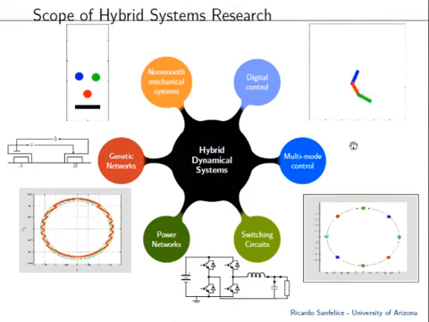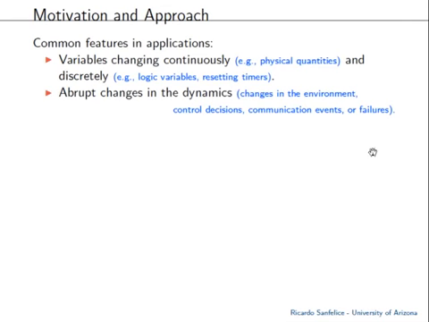I will be talking about some of the theory, but I wanted to just say that if you look at these types of applications, and probably some of the applications that we've been discussing through this conference, they have commonalities. They have variables that change continuously and variables that change discretely. Continuously changing variables are typically related to physical quantities, while discrete variables are typically related to logic variables or timers that get reset, perhaps after some events. These systems have abrupt changes in the dynamics because of these events, perhaps failures, perhaps changes in the controller, use of a different feedback. And at the end of the day, it becomes somewhat of a complex system, okay?